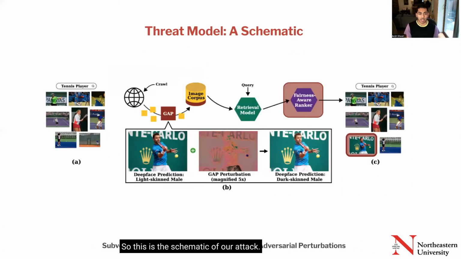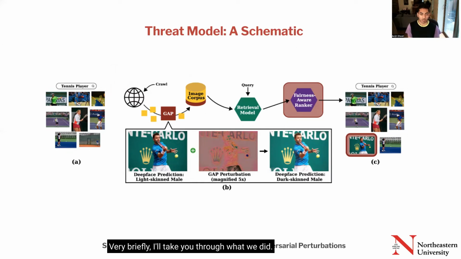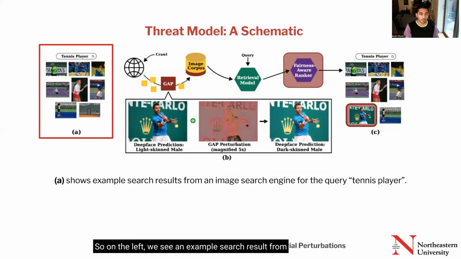So this is the schematic of our attack. Very briefly, I'll take you through what we did. On the left, we see an example search result from an image search engine for the query tennis player. And we see that the top 8 images seem to be balanced. There seems to be a mix of genders. There seems to be a mix of skin colors and so on.